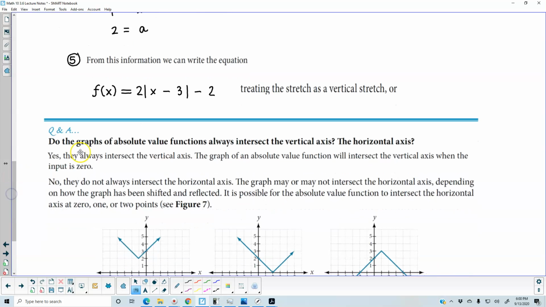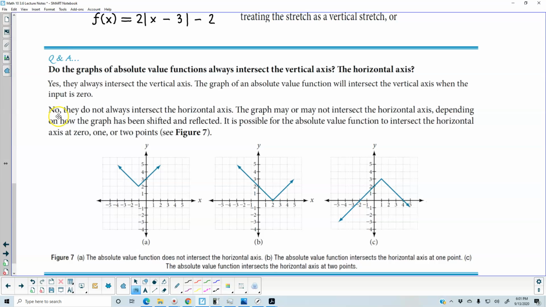Now, a question and answer: do the graphs of absolute value functions always intersect the vertical axis or the horizontal axis? Well, yes, they always intersect the vertical axis. The graph of an absolute value function will intersect the vertical axis when the input is 0. No, they do not always intersect the horizontal axis. The graph may or may not intersect the horizontal axis, depending on how the graph has been shifted and reflected. It is possible for the absolute value function to intersect the horizontal axis at 0, 1, or 2 points.